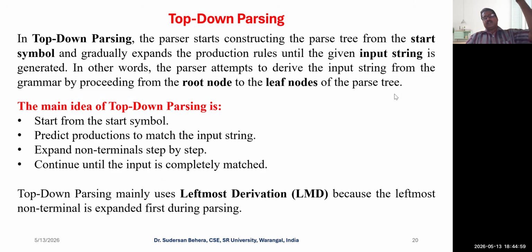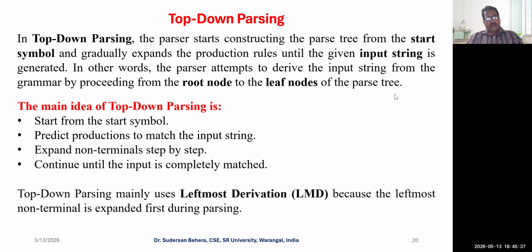Okay, that means it starts from the root and reaches the leaf. In other words, the parser attempts to derive the input string from the grammar by proceeding from the root node to the leaf node. So the main idea of top-down parsing is that it starts from the start symbol of the grammar and predicts the production to match the input string. It always has to predict the right production which can match the input string. Otherwise, it will be difficult to get the desired input string.